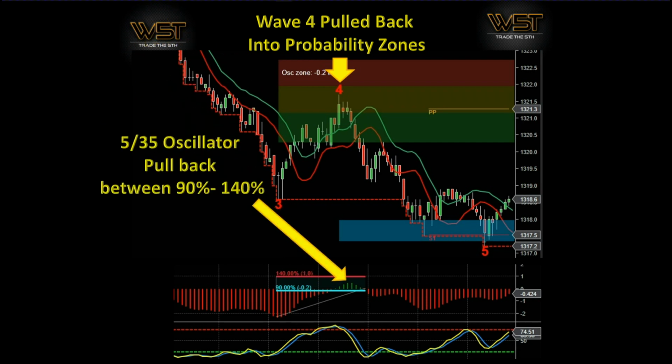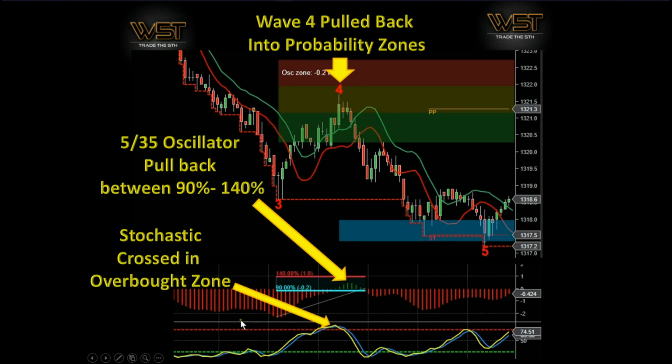Next, the 535 oscillator has pulled back between 90 and 140%. Remember, we measure that using a fib extension. We go from the highest point on the wave 3 to 0, back to the highest point on the wave 3, and we plot the 90 to 140, and that is crowned beautifully in that zone there. And then finally, the stochastic has crossed over in the overbought zone against the main direction of the trend for this part of the session. So all the stars are aligned, if you like. When we get those three, that's the starting point to identify we've got a potential fifth wave move there.